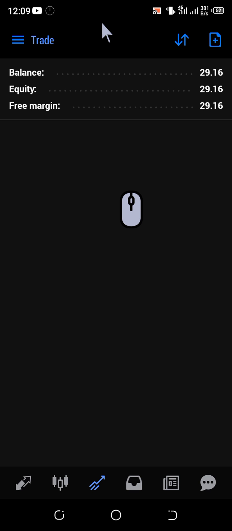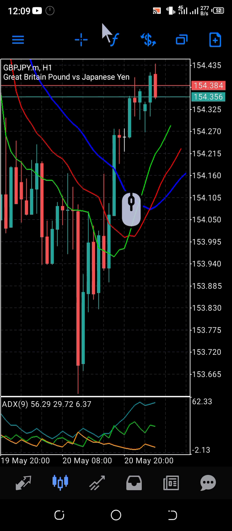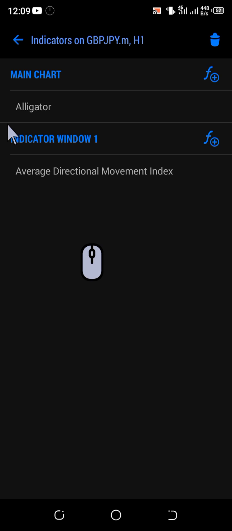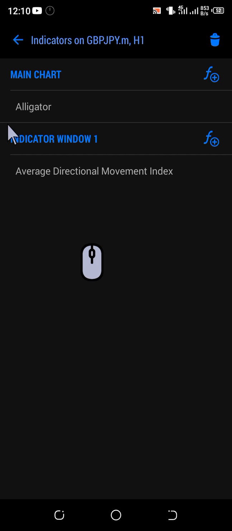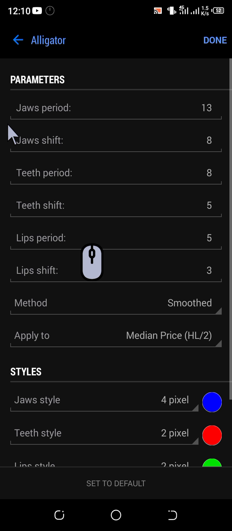Again, the indicators I used, let me show you again. First, you have to put the average directional moving index. You can leave the colors at default, then set it to the 9 period. Then the second indicator is the alligator. This is the one we are actually moving.